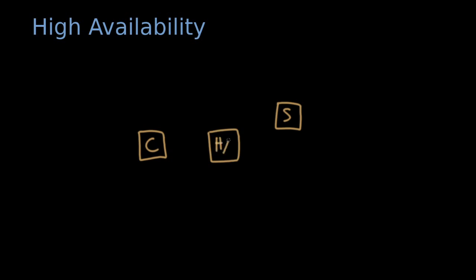Let's call it HA. And we can have a number of servers instead. So the client is connected to the high availability component, and the high availability component is connected to each of the servers. So that's server 1, server 2, and server 3.